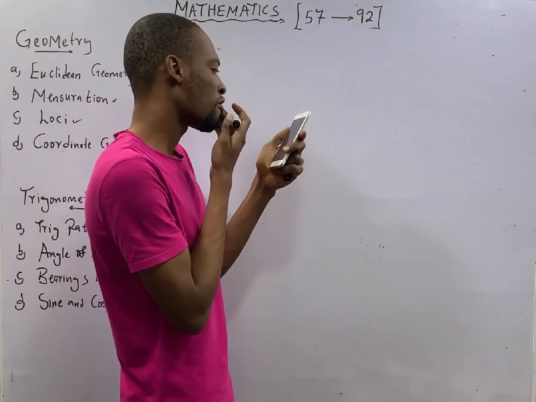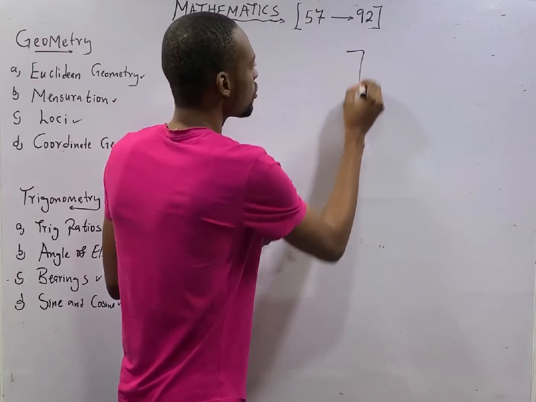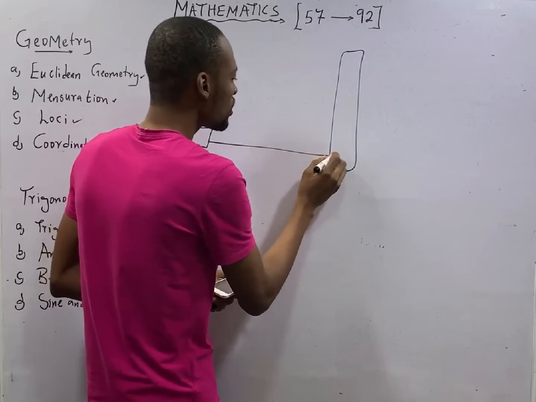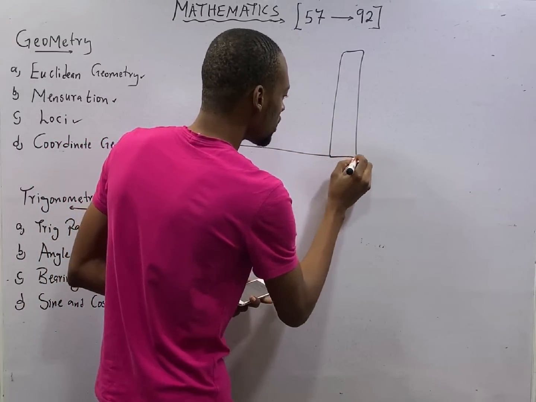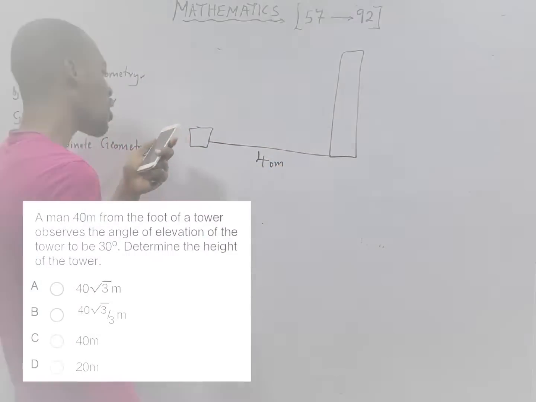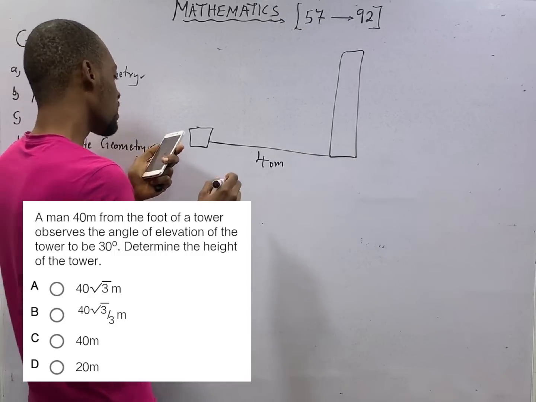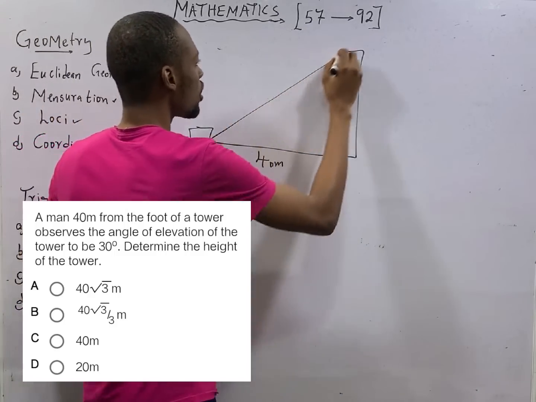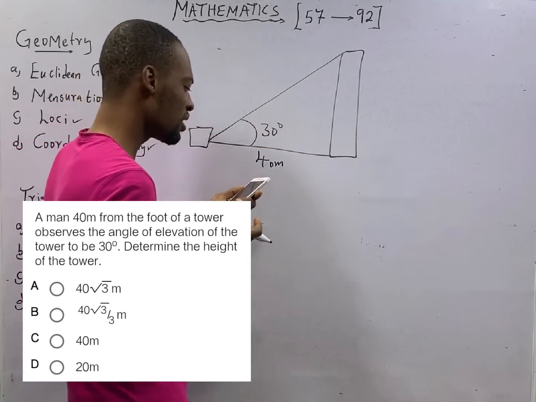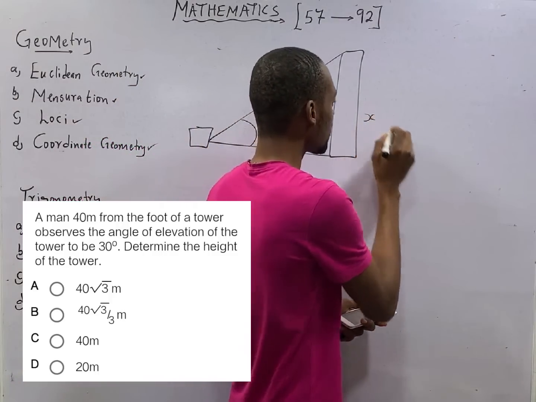A man 40 meters from the foot of a tower. This is a tower. This is a man. The distance between the man and the foot of the tower, the base, is 40 meters. Then this man observes at an angle of elevation of 30 degrees to the tower. He looks up at 30 degrees. Determine the height of the tower. So the height here is S.